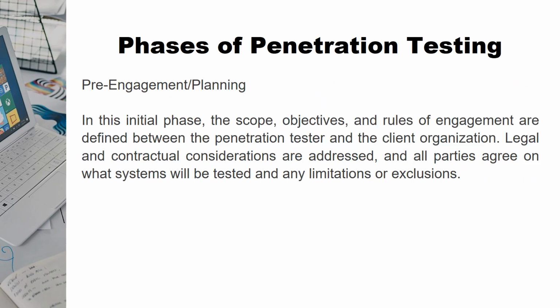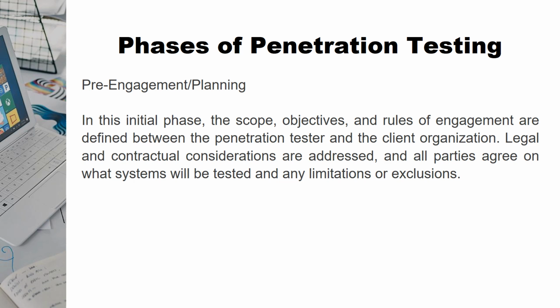On the phases of penetration testing, there is pre-engagement, which is planning. This is the first stage of penetration testing, and during this stage, the tester and the client organization collaborate to define the scope and objectives of the test. This includes specifying which systems, applications, or networks will be tested, and identifying any limitations or exclusions.